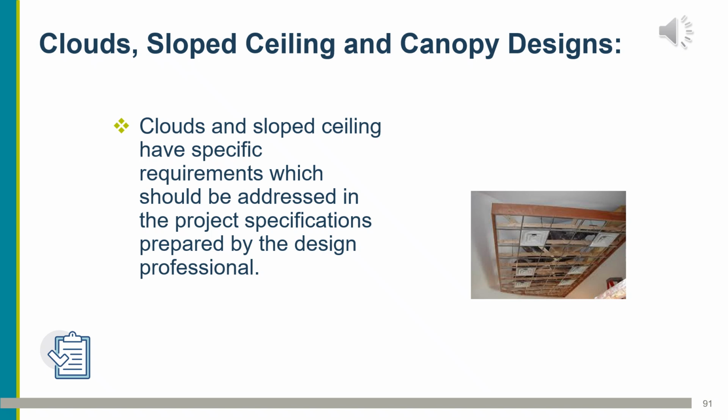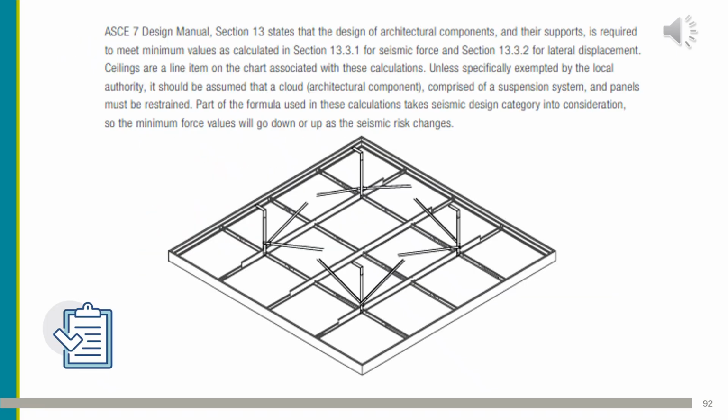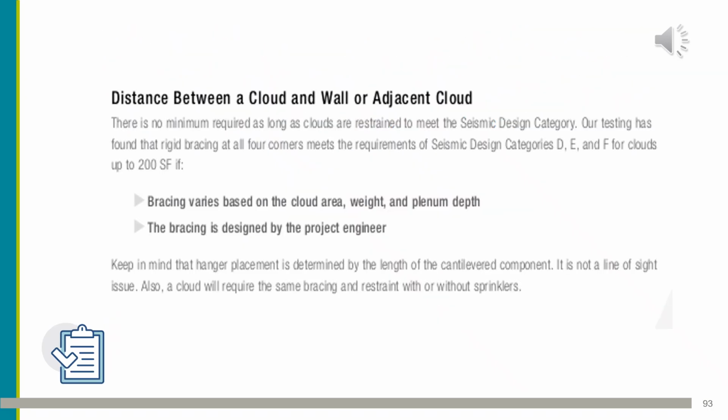Clouds and slope ceilings have specific requirements which should be addressed in the project specifications and prepared by the design engineer. The ASCE Design Manual in Section 13 states that the design of architectural components and their supports is required to meet certain values. So again, an engineer needs to be involved in this process. That engineering will determine many factors, including the distance between a cloud and a wall or an adjacent cloud, and how it should be addressed specific to that seismic design category.